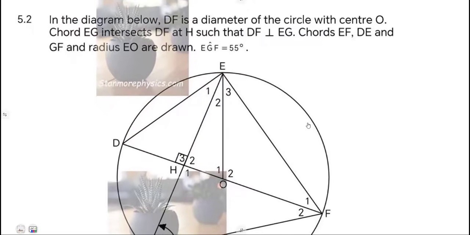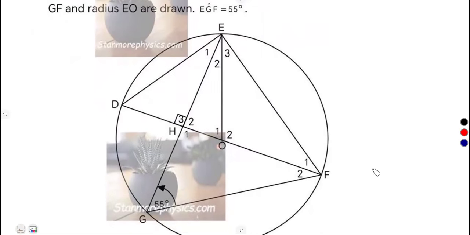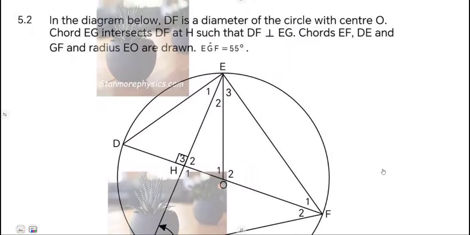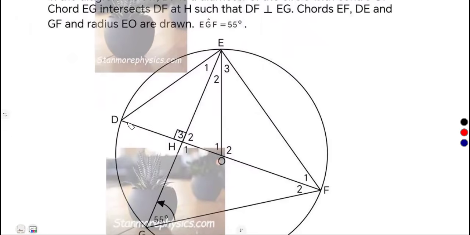Then 5.2, there is a diagram that we are given below, and DF is given as the diameter of the circle centered on O. So the moment you are given a diameter, we know the theorem governing a diameter, that a diameter subtends an angle of 90 degrees at the circumference. So we know that angle E is going to be 90 degrees.